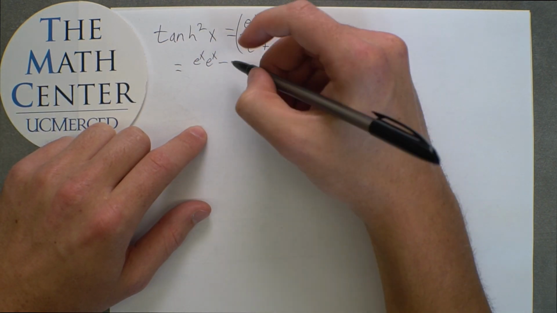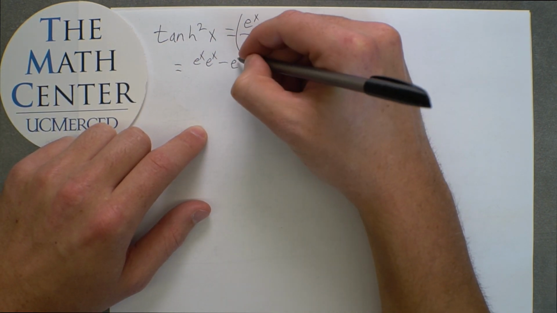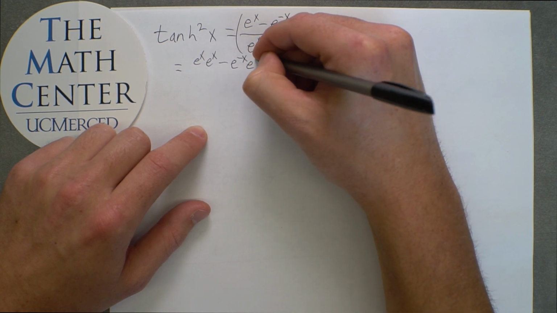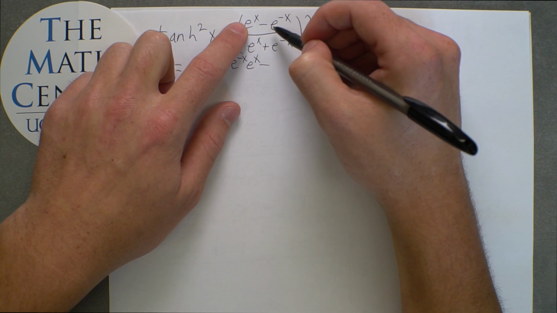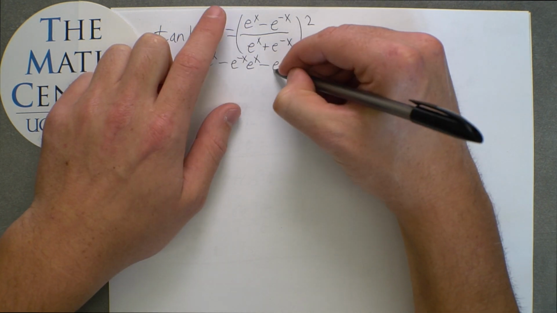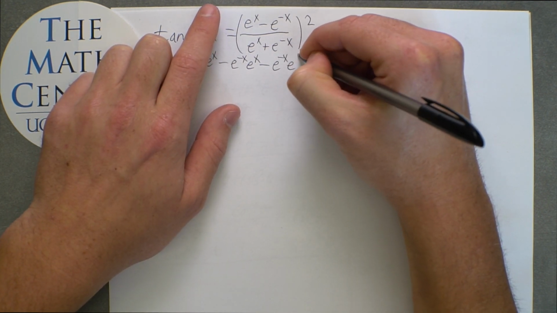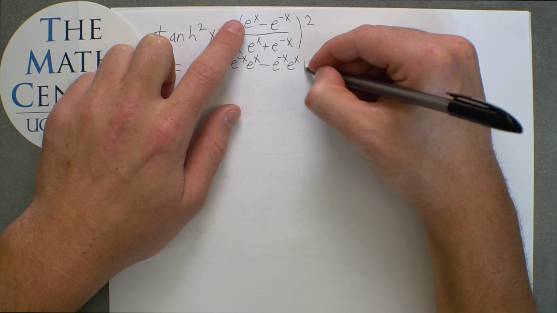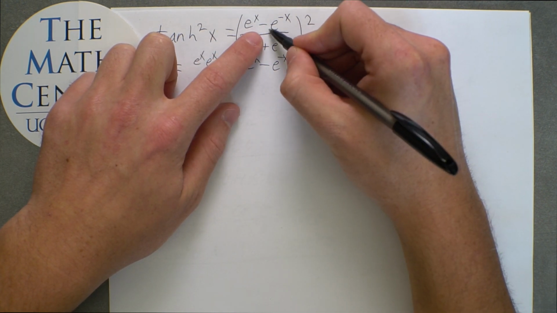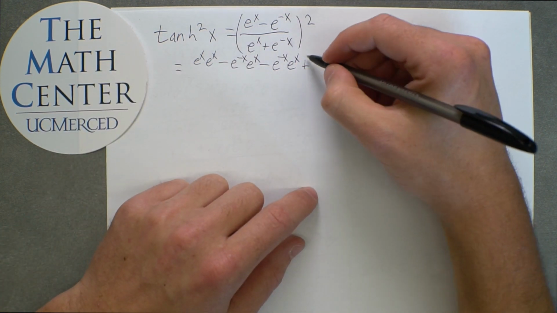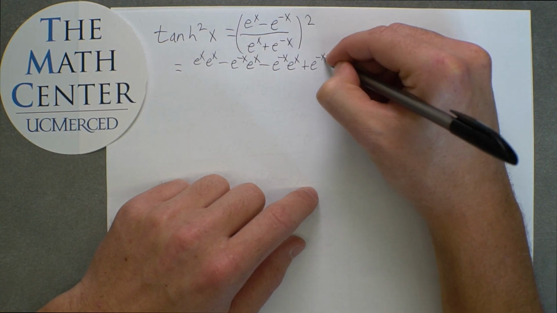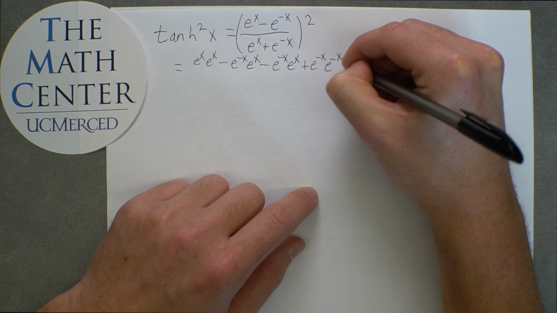So we do minus e to the negative x times e to the x, minus, we do the inner, which is going to be this one and this one again, e to the negative x, e to the x, plus the last. So it's negative e to the negative x times negative e to the negative x, or plus e to the negative x times e to the negative x.